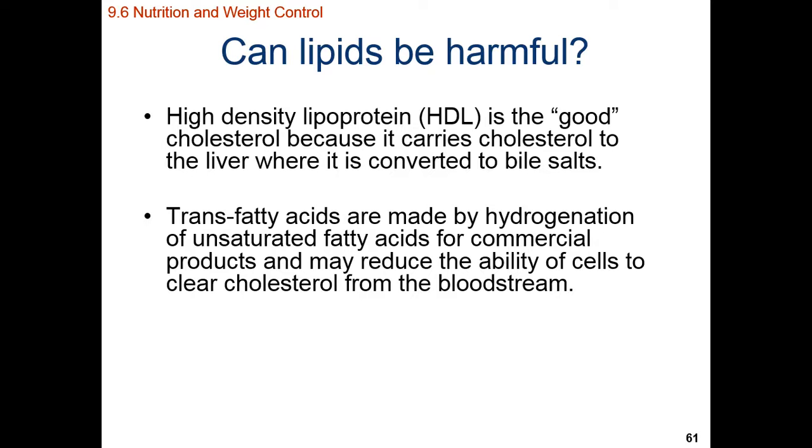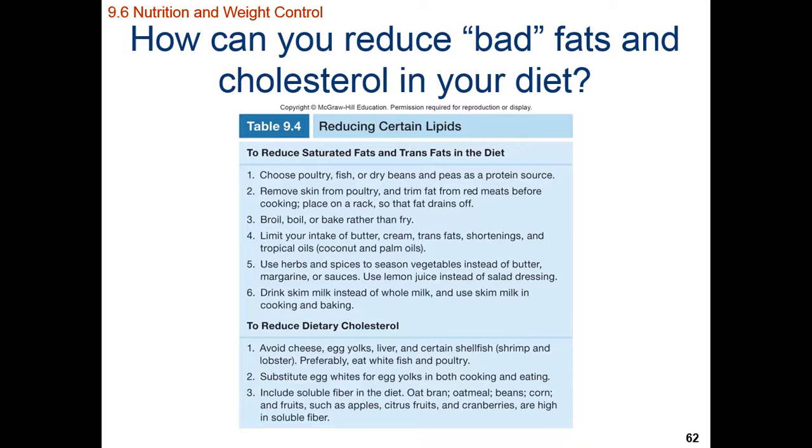They do not occur in nature, first of all, and secondly, they are chemically more stable than cis fatty acids. And because trans fatty acids are chemically more stable, they are more energy intensive for our body to break down and clear from our bloodstreams.